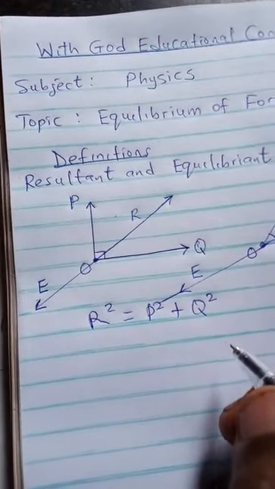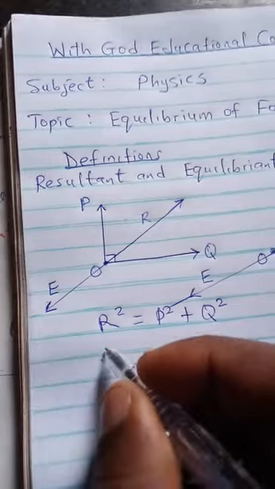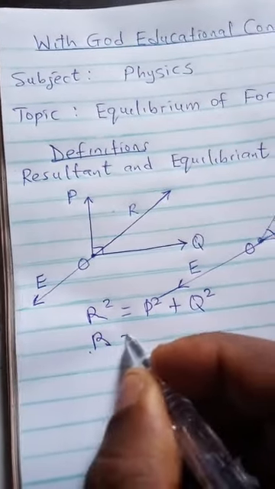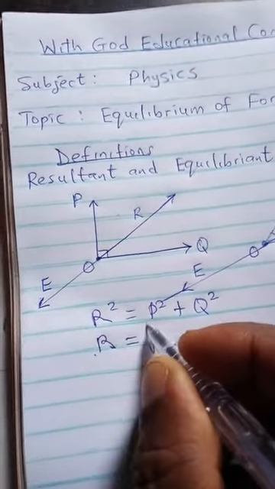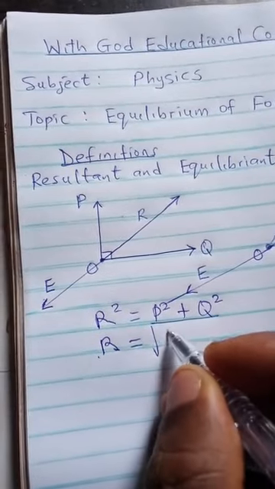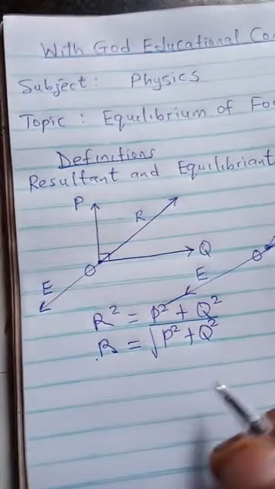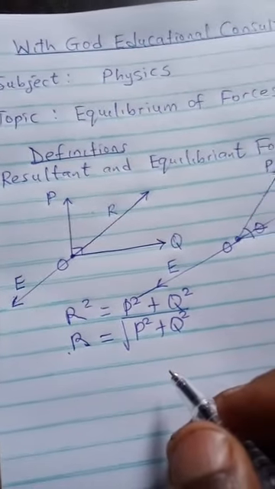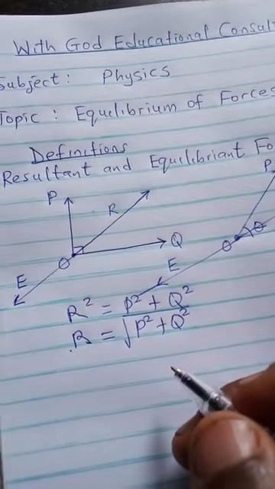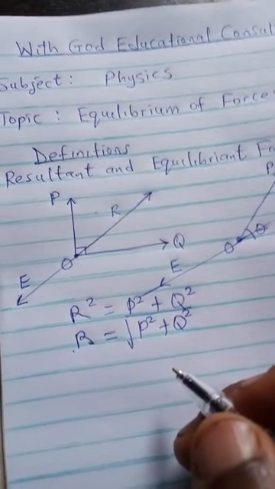So from this, you get the value of R. R will now be equal to the square root of P squared plus Q squared. That gives us the resultant of vectors, or forces, P and Q.